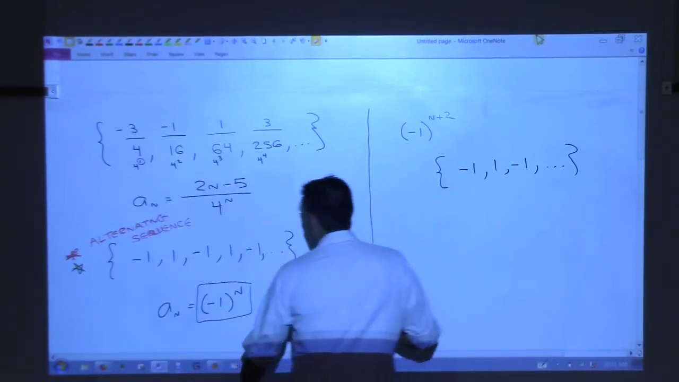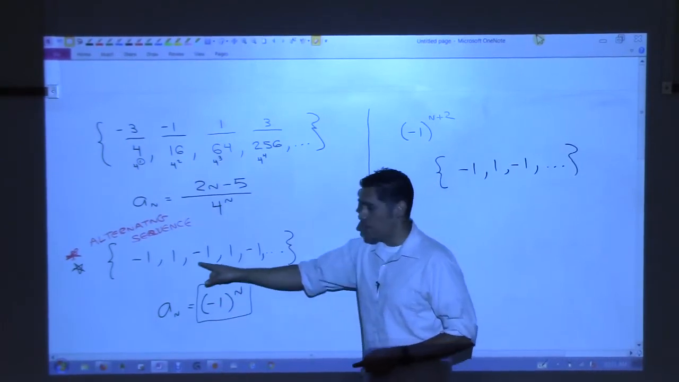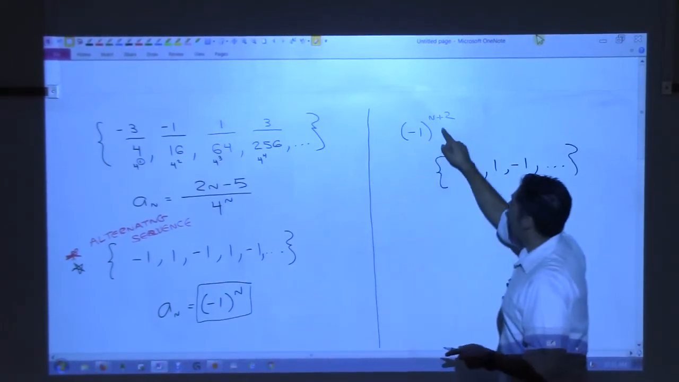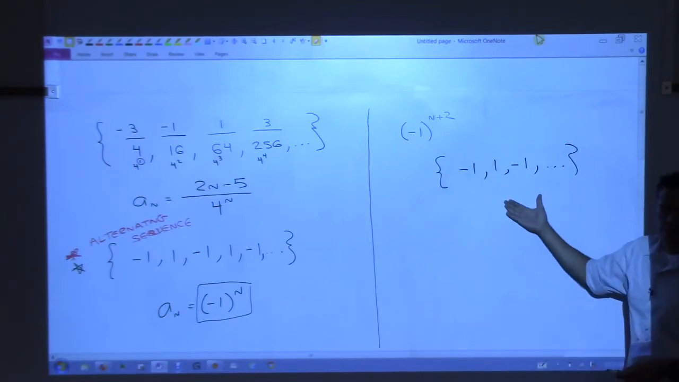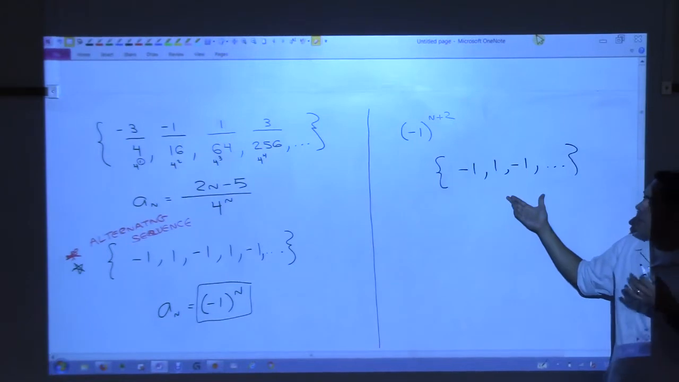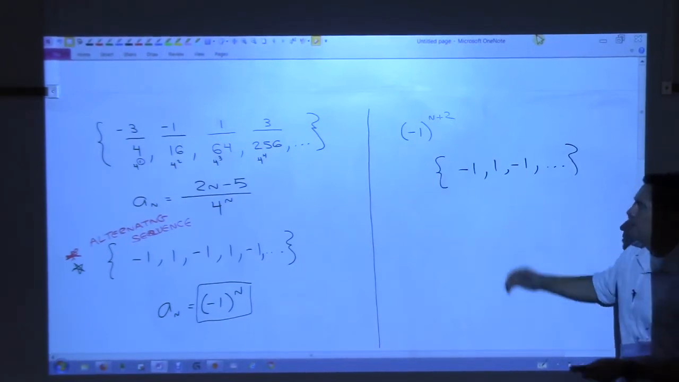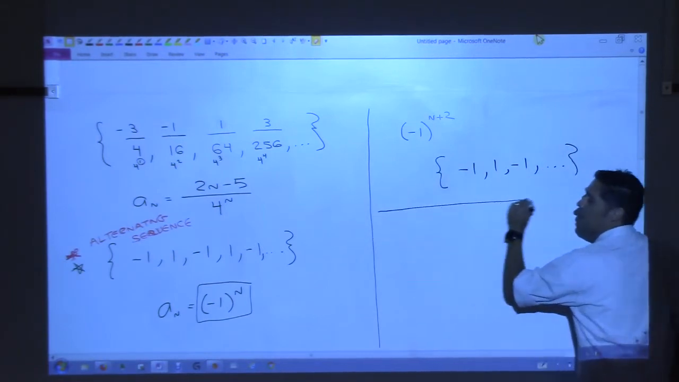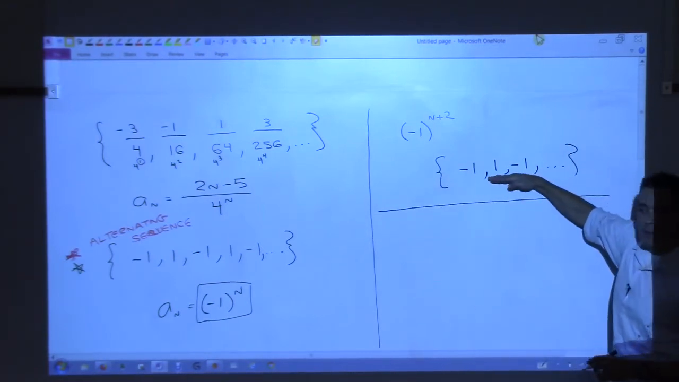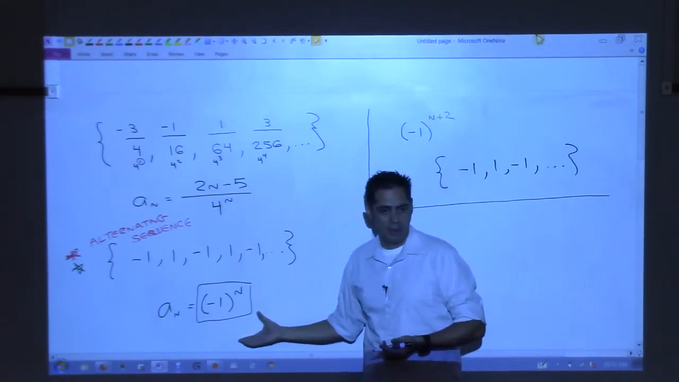What I'm trying to get you to see is that if you take -1 and raise it to the n, you're going to get this sequence, right? But if you do n plus 2, you're going to get the same sequence. If you do n plus 4, you get the same sequence. N plus 6, you get the same sequence. Understand? So there are an infinite number of ways to represent this sequence. Just depends. So this is the standard one that we use.